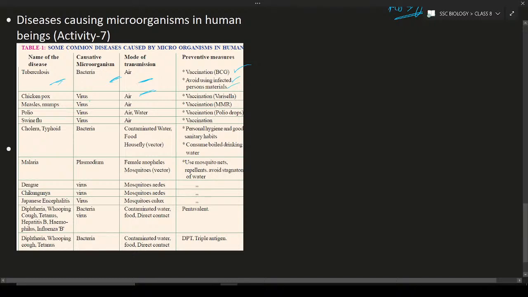Next is chickenpox. Chickenpox is caused by the chickenpox virus. The mode of transmission is through air, and the vaccine is varicella. Next is measles, which is caused by a virus. These are the different types of microorganisms and diseases. Cholera and typhoid are caused by bacteria. These are the diseases, and these are the preventive measures that you can see.